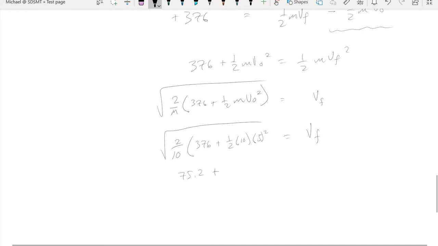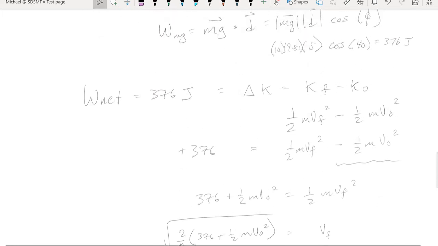75.2 plus. Now here I have half of 10, but that's being multiplied by 2 over 10. So all of that's going to cancel out, and I'm just going to be left with 5 squared, which is 25. Add that to the 75.2, and I'm getting 100.2. Square root of that is, I'm just going to round that off to 10.